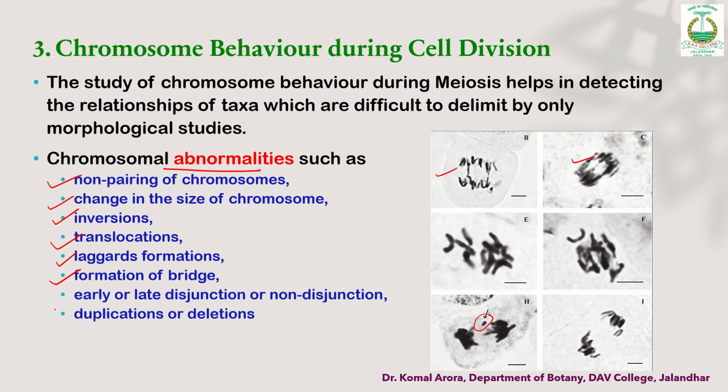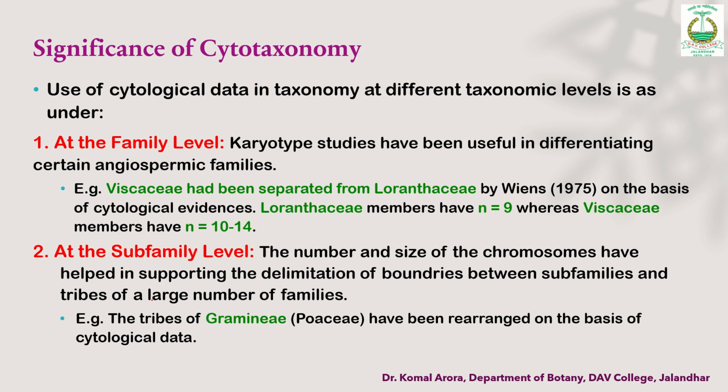Then early or late disjunction or non-disjunction. That means when the homologous pair of chromosomes fail to separate during anaphase, that is called non-disjunction, or there may be certain delay in their separation. Then duplications or deletions. So if similarities are observed in these abnormalities, then those organisms can be placed together. So these were the three main aspects which are actually used for cytotaxonomy.